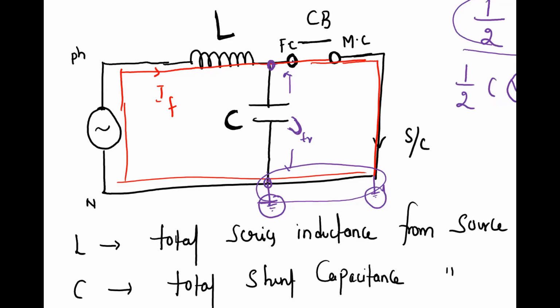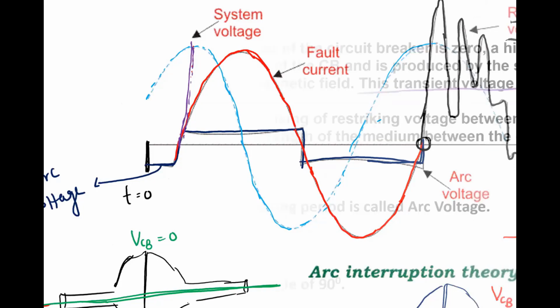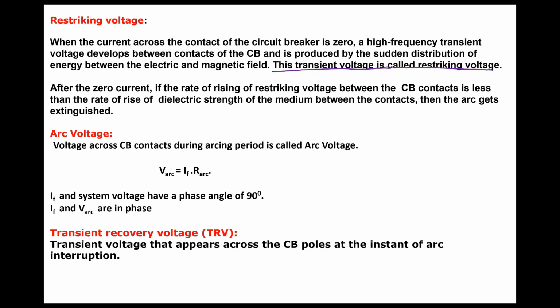So the huge transient voltage that is developed at the instant where the fault current is becoming zero is appearing across the capacitor of the system as well as the circuit breaker poles. This high frequency transient voltage that is appearing across the circuit breaker poles, when the fault current through the circuit breaker poles or when the arc current is becoming zero, is called restriking voltage. It's called restriking voltage. Understand?